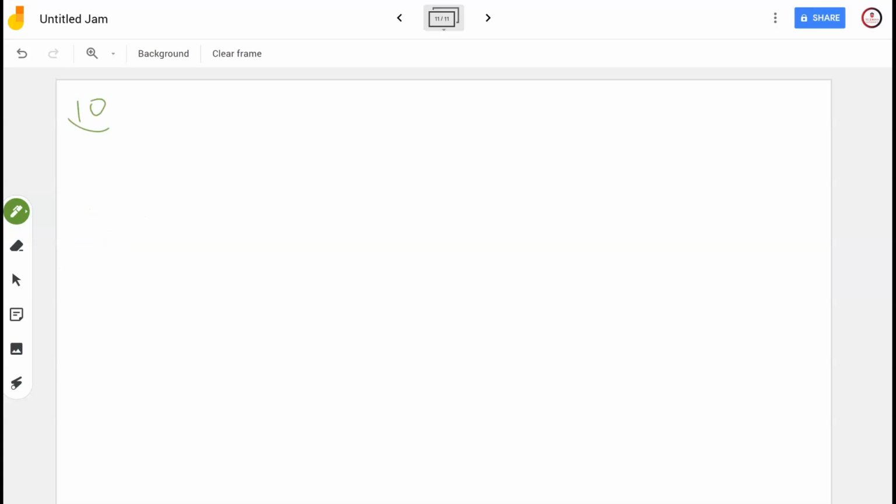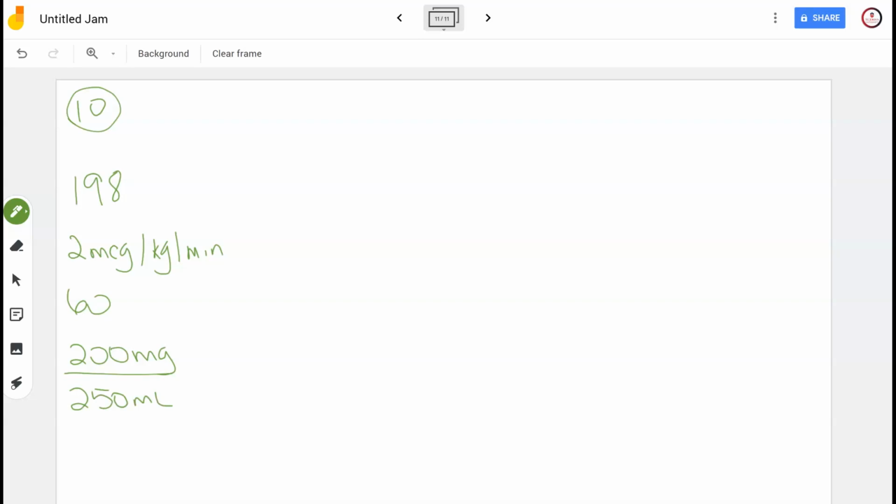Last question, question number 10. A 198-pound patient is to be given 2 mics per kilogram per minute of dopamine. You have a 60 drop set. You put 200 milligrams in a 250 milliliter bag. What is your drip rate?